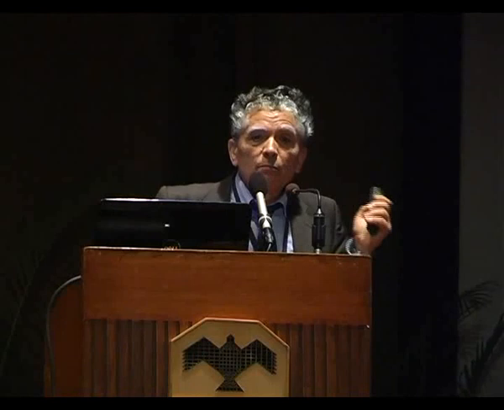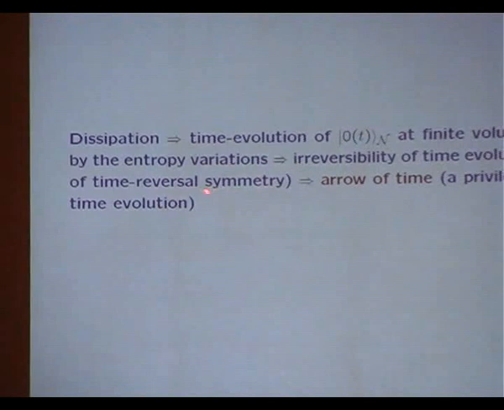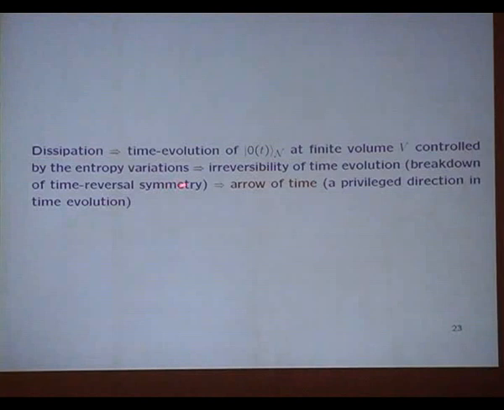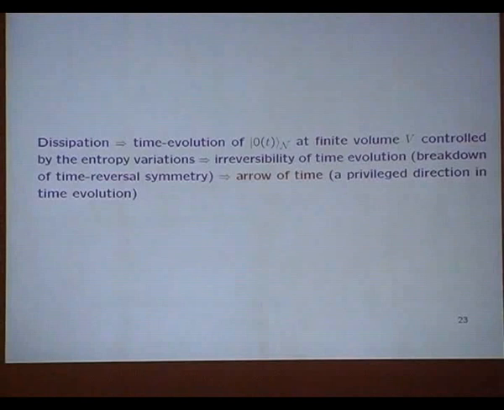So we have dissipation, the most important thing. You cannot forget about dissipation. Then you have the time evolution of the state describing the brain at some finite volume, and this is controlled, of course, by entropy, as it happens in thermodynamic-like situations. So you have irreversibility of time evolution, namely breakdown of time reversal symmetry. You cannot reverse the arrow of time. This is why we get old. We cannot get young. We go only in one direction.